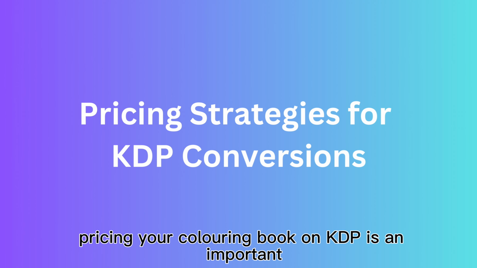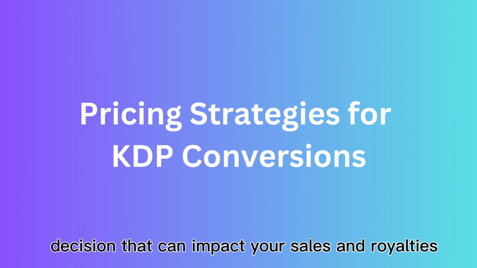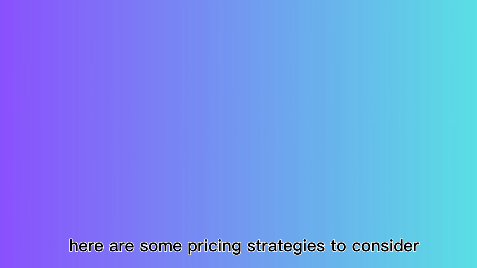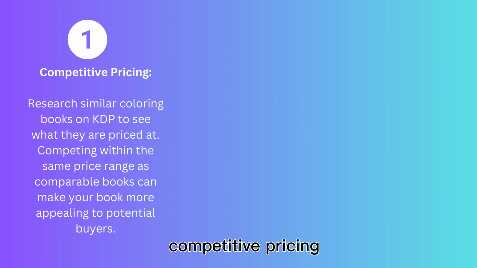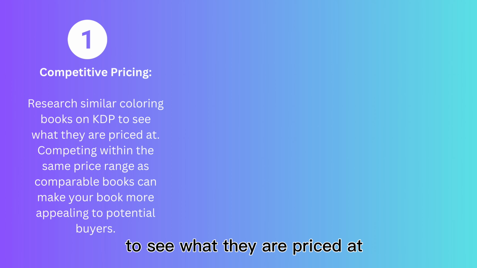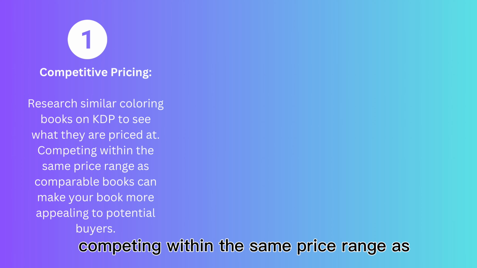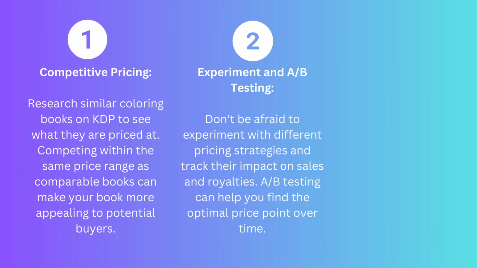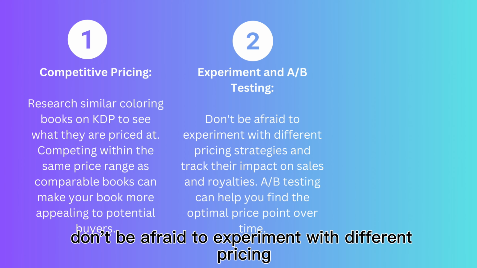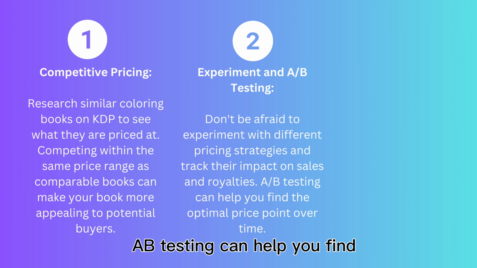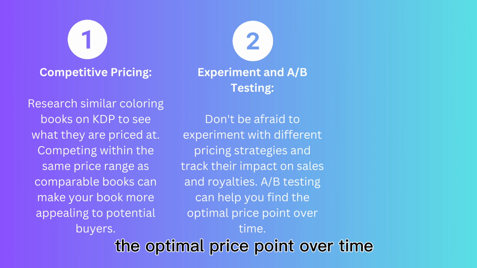Pricing your coloring book on KDP is an important decision that can impact your sales and royalties. Here are some pricing strategies to consider. Competitive pricing. Research similar coloring books on KDP to see what they are priced at. Competing within the same price range as comparable books can make your book more appealing to potential buyers. Experiment and A/B testing. Don't be afraid to experiment with different pricing strategies and track their impact on sales and royalties. A/B testing can help you find the optimal price point over time.